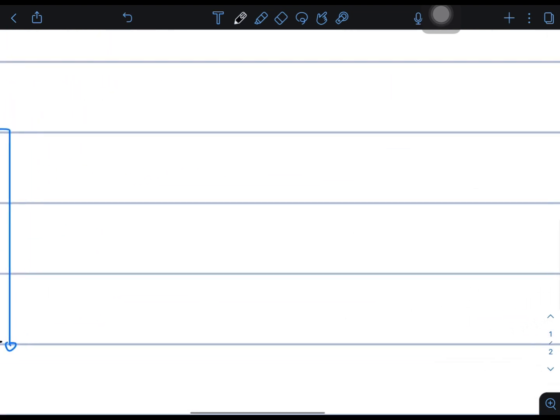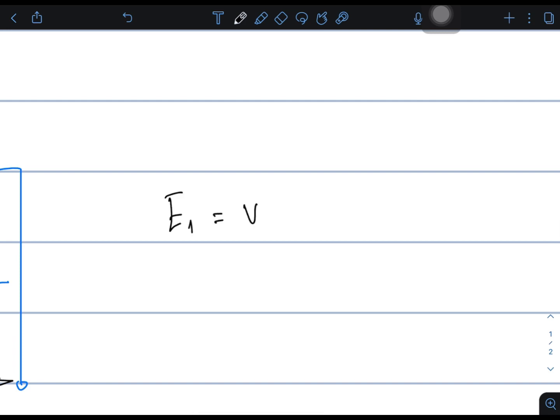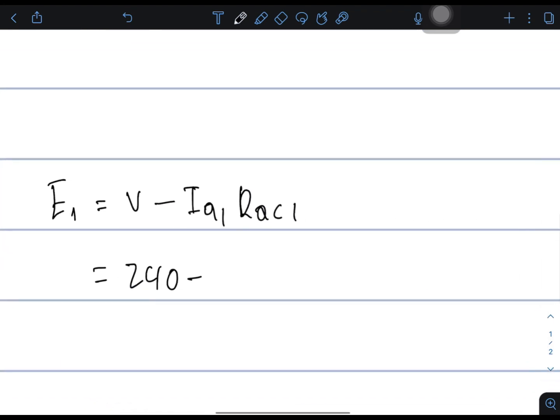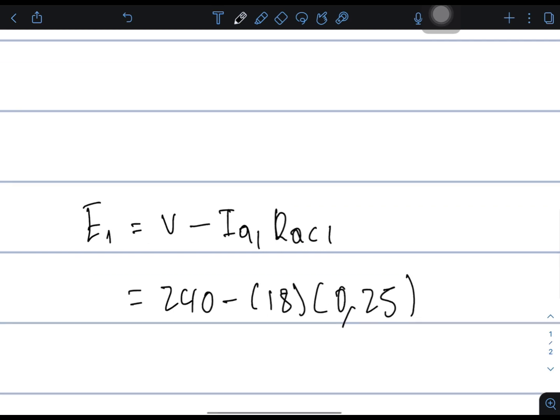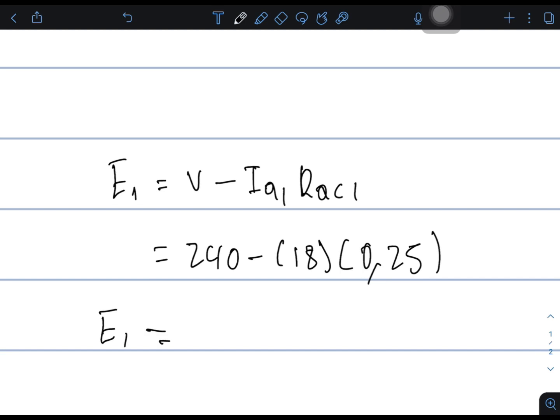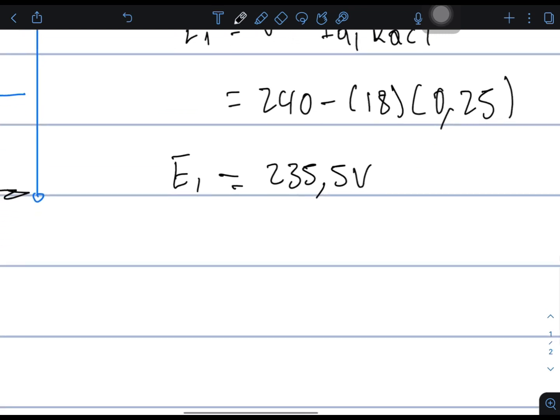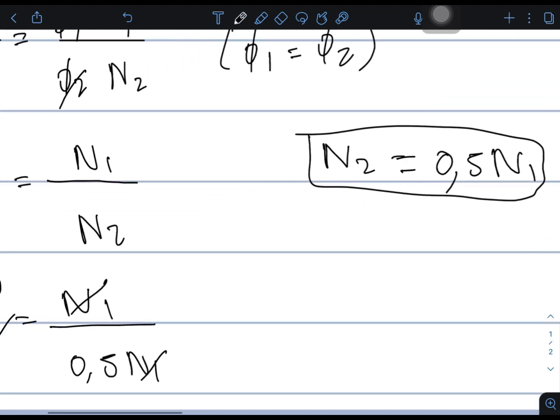Now I start with E1 so that I can find E2. What I can do is calculate E1. E1 is given by V minus IA1 RAC1, which is 240 minus our first armature current of 18 times the armature circuit resistance of 0.25. So E1 would be 240 minus 4.5, which is 235.5 volts. We have found E1.